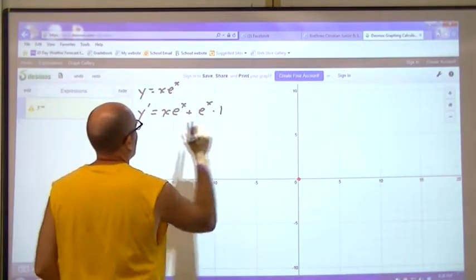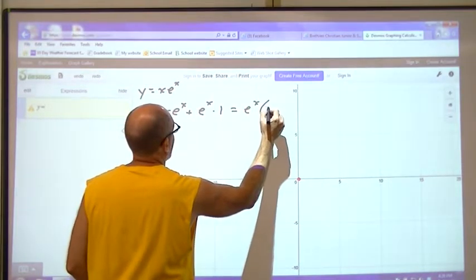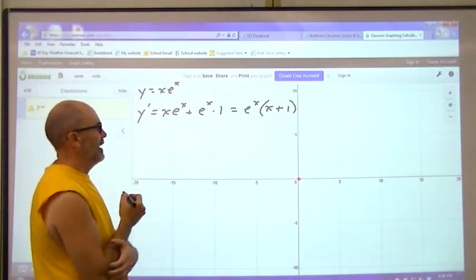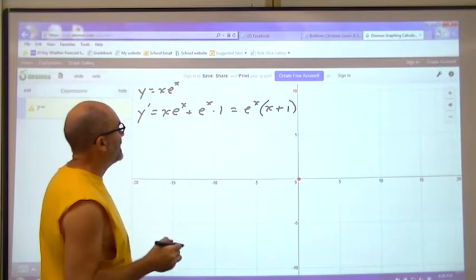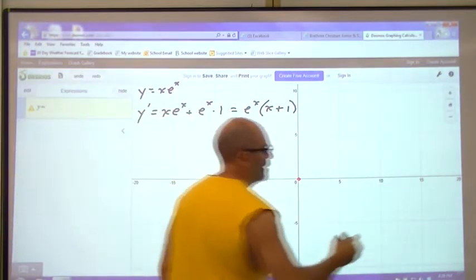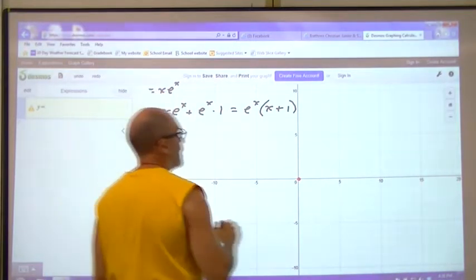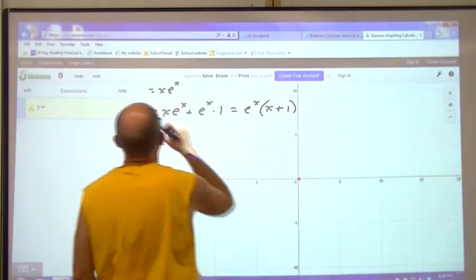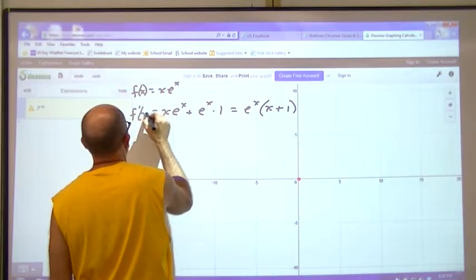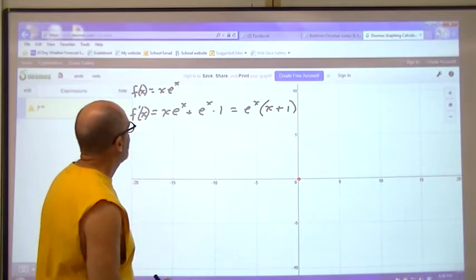So that equals e to the x times the quantity x plus 1. That's our first derivative. Now, if we set that equal to 0, just for convenience of notation here, we're going to call this f of x. So f prime of x equals e to the x times the quantity x plus 1.